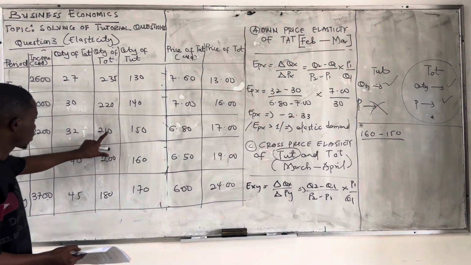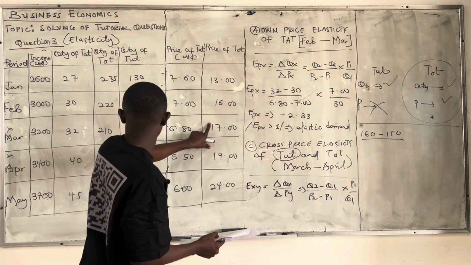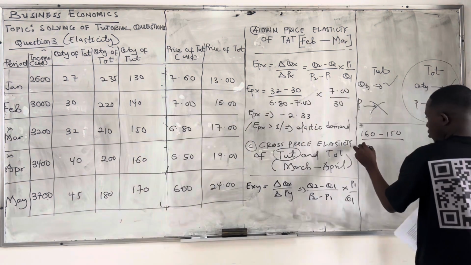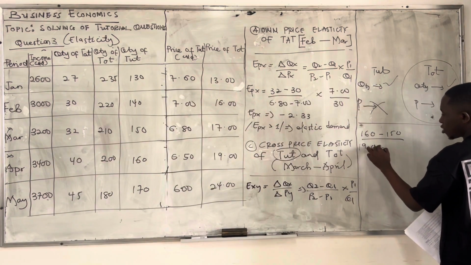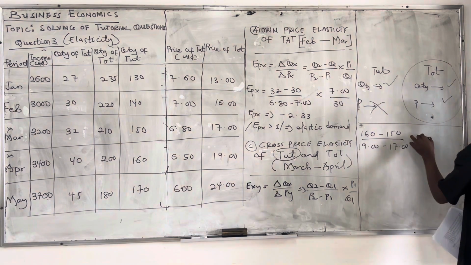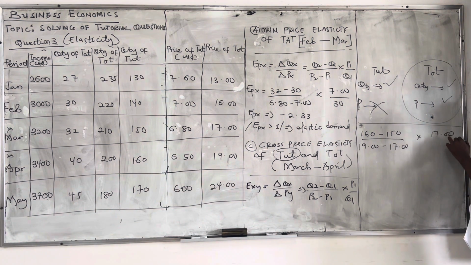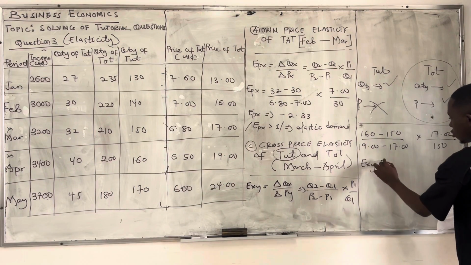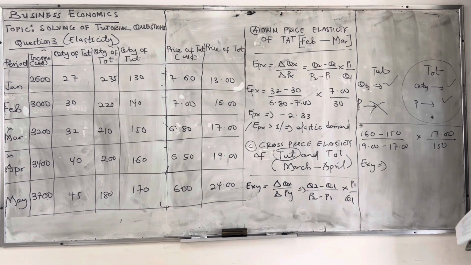So you match it to the Tot, March and April. So 19 minus 17, times 17 divided by 150. So this is cross price: 160 minus 150 divided by 19 minus 17, times 17 divided by 150.